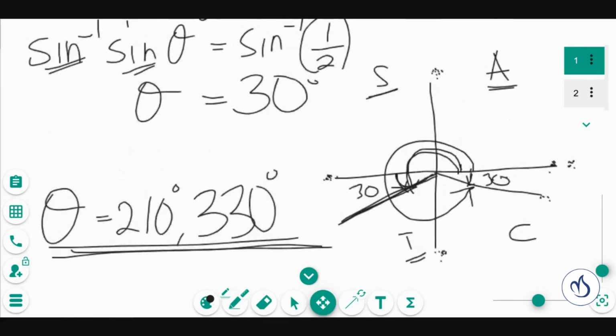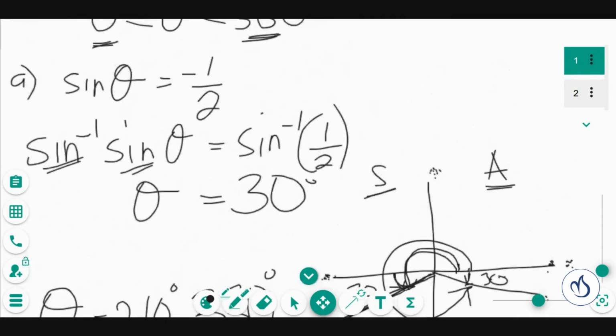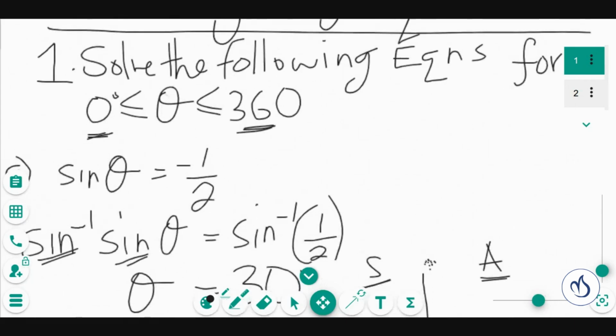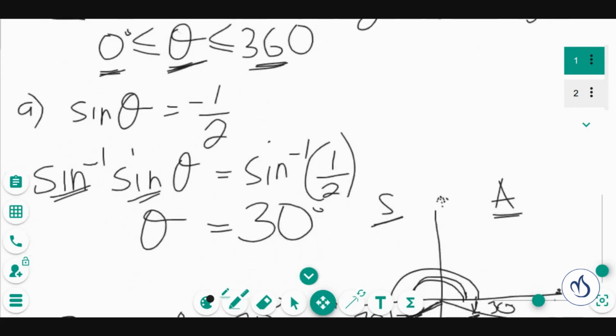Okay, so that was the first example. A short recap. Our equation was very simple: sine theta is equal to negative a half. To get the value of theta, remember we were asked to solve the equation for 0 to 360. So we are finding the values of theta. I want to remove the trig function from theta, so I have sine theta is negative a half.